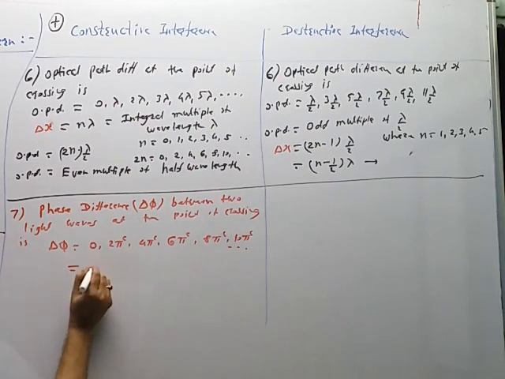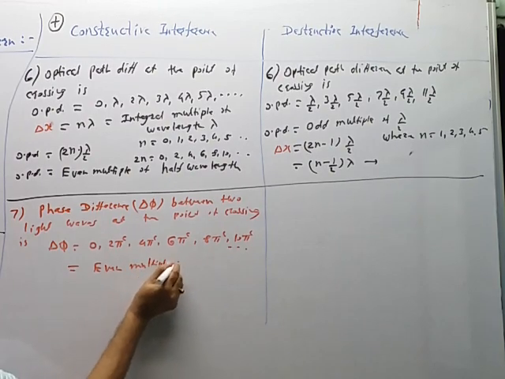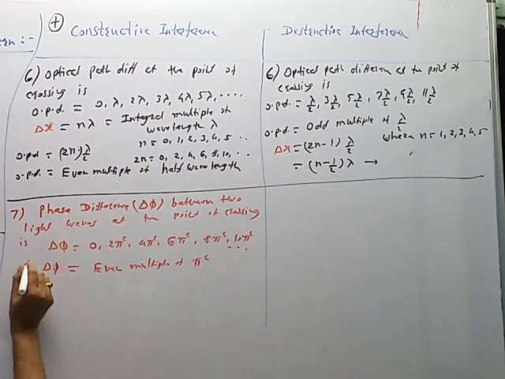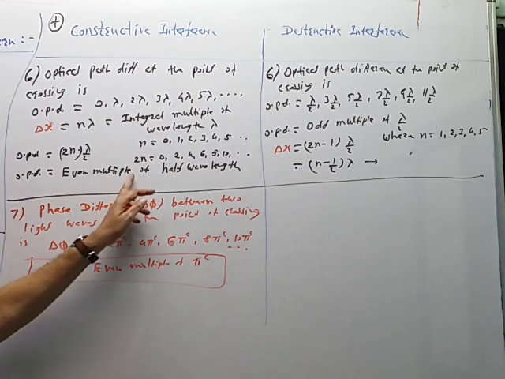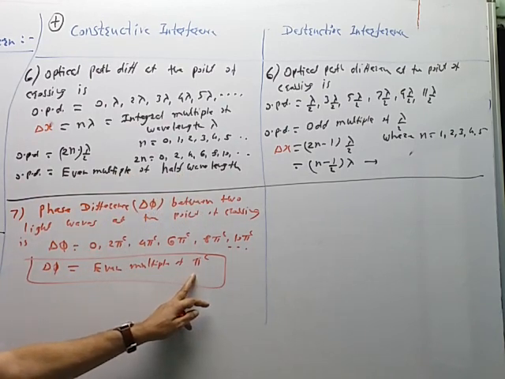So that is equal to even multiple of pi radian, even multiple of pi radian. It is even multiple of lambda by 2, lambda by 2 corresponds to pi radian, like this.